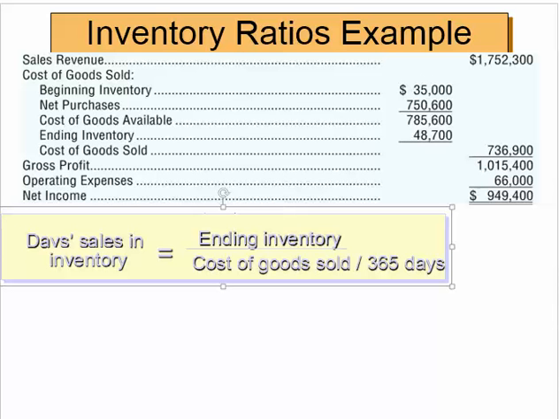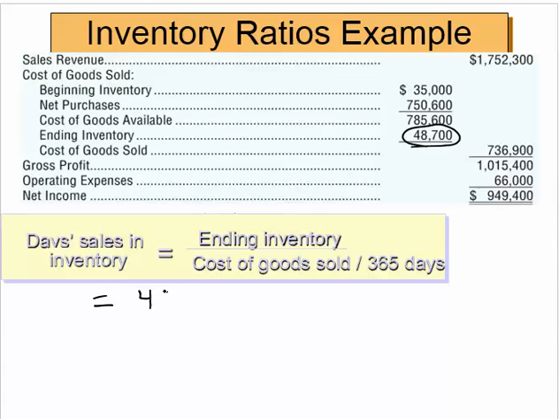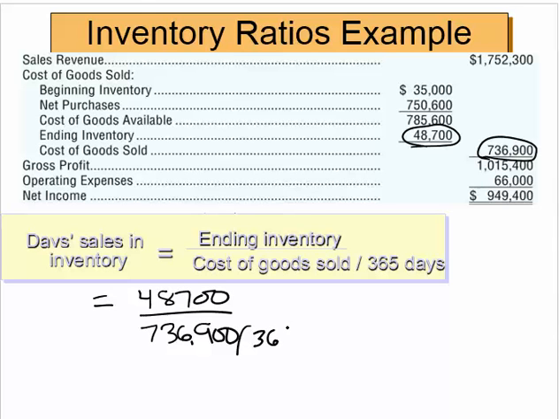Okay, sorry, I thought I would clean up. The slide was getting a little dirty there, so we'll go ahead and figure this out. So ending inventory, again, let's come back over here, is $48,700. Cost of goods sold, we said earlier, was $736,900. And that number needs to be divided by 365. So if we go ahead and we do that, we get 48,700 divided by 2,018.90.